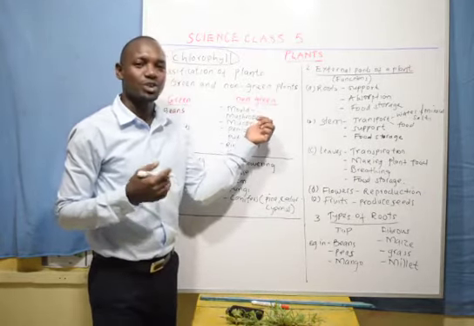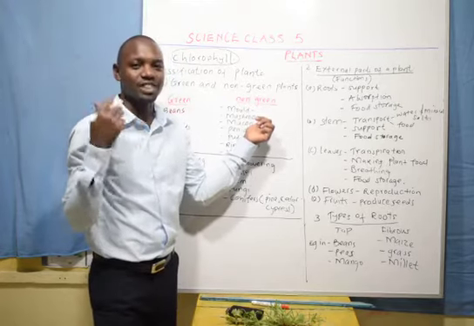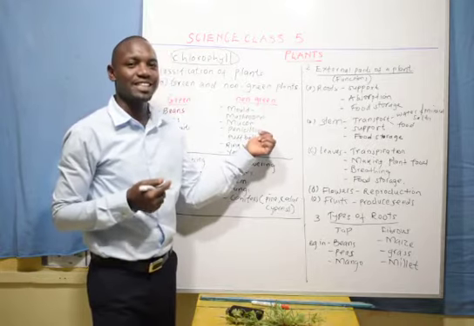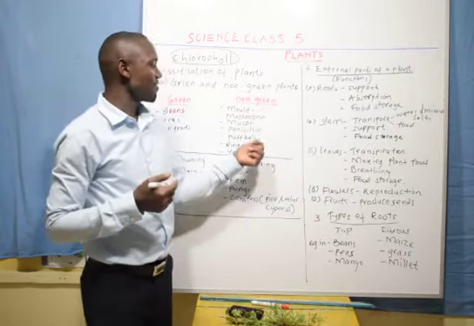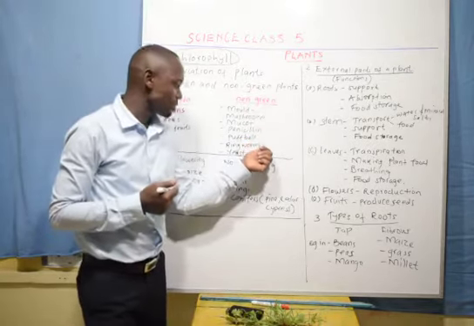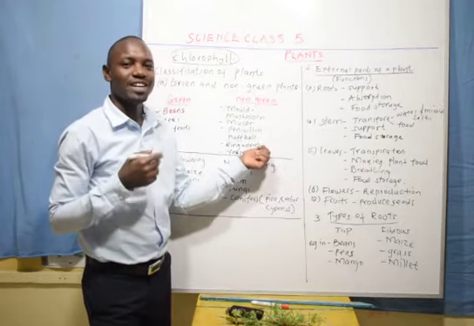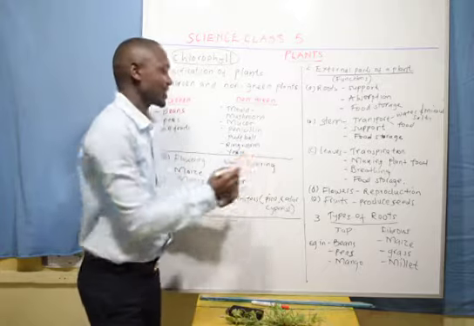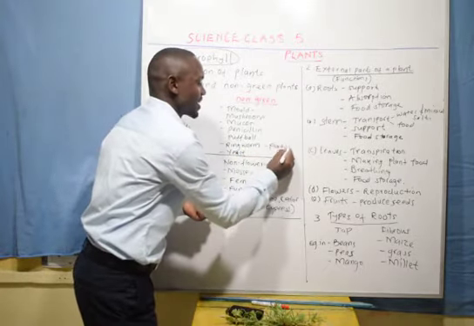We also have the mushroom. Mushroom can be used as food. We also have the mucor, the penicillin. Penicillin is used as a medicine. We have the puffballs. We have ringworms. Ringworms grow on the head. Sometimes you can see a child with some white patches. They form white patches on the head.